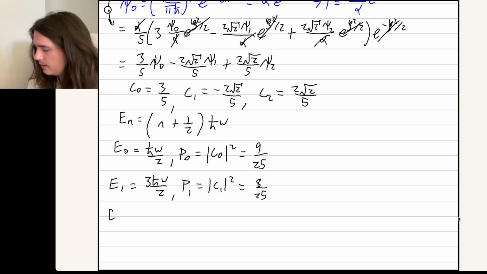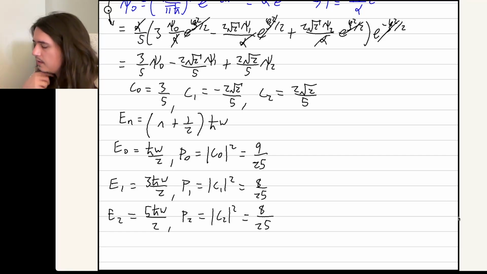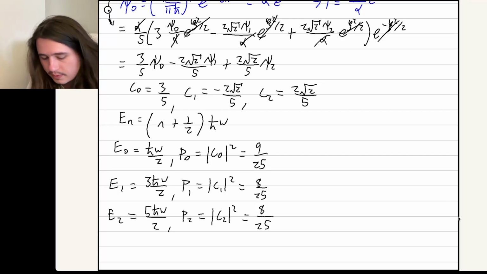And then we can observe E2, which is 5 h bar omega over 2, with the probability of C2 squared, which is 8/25 as well. And those all add up to 1, so that's pretty cool.